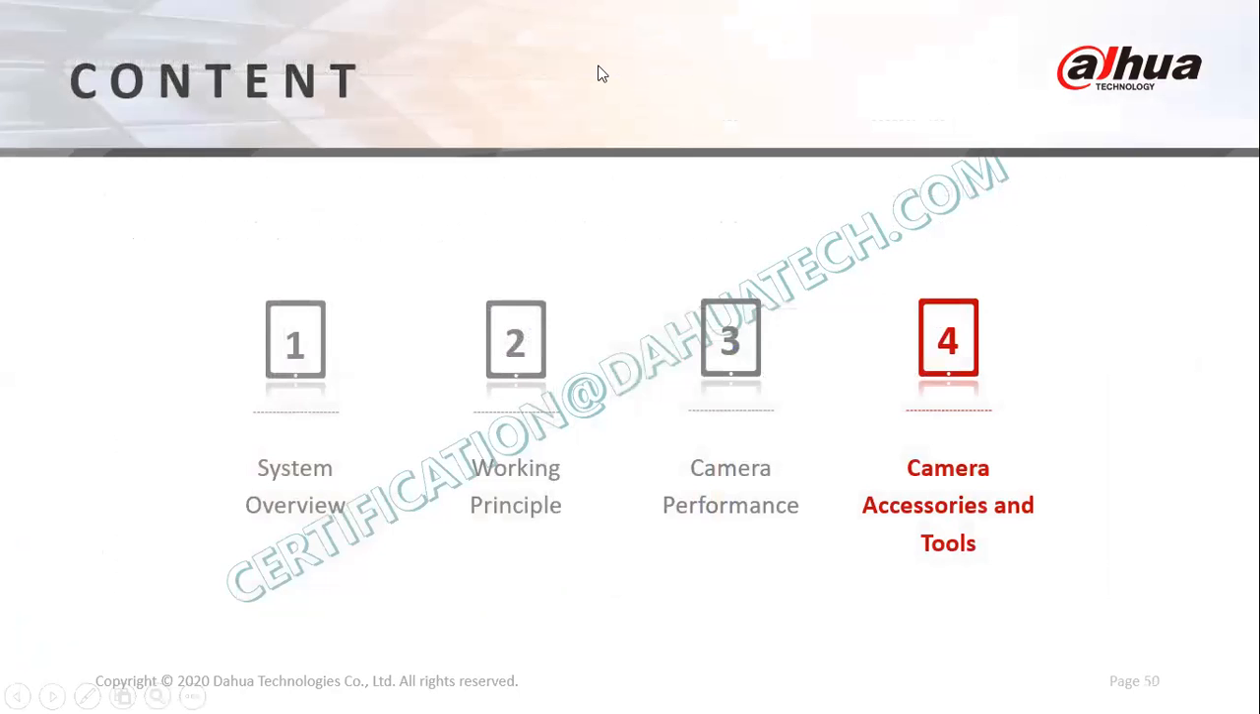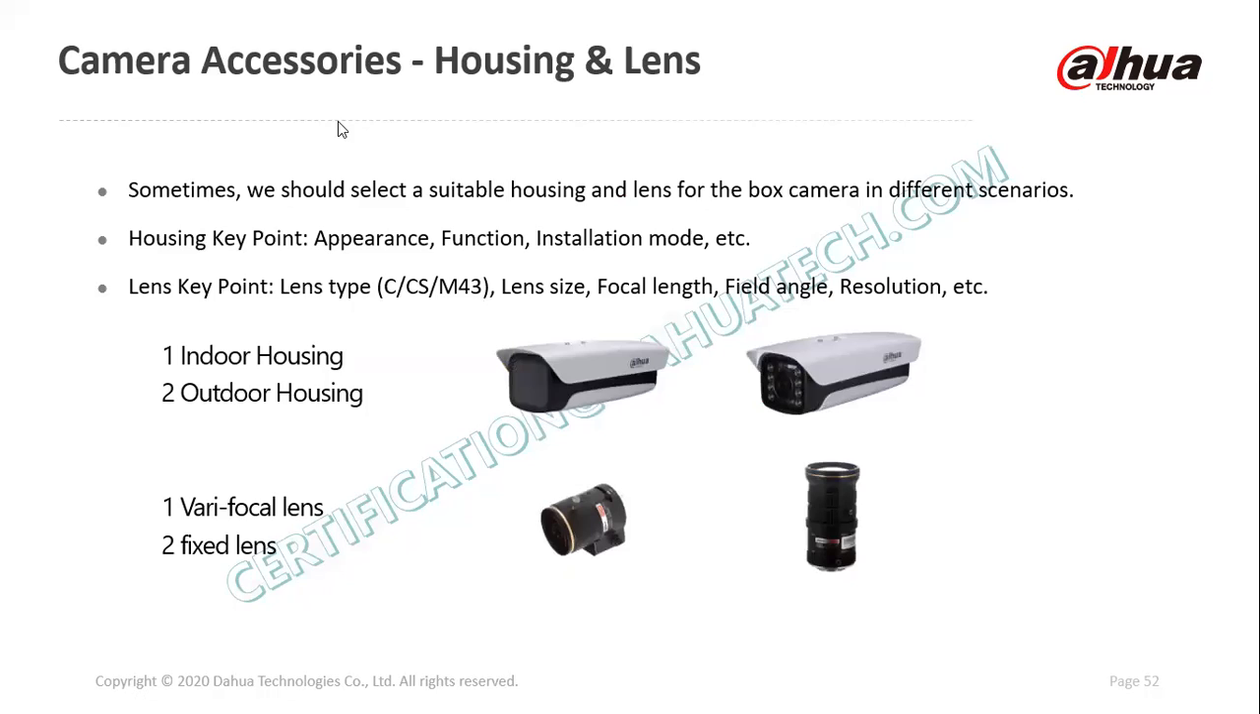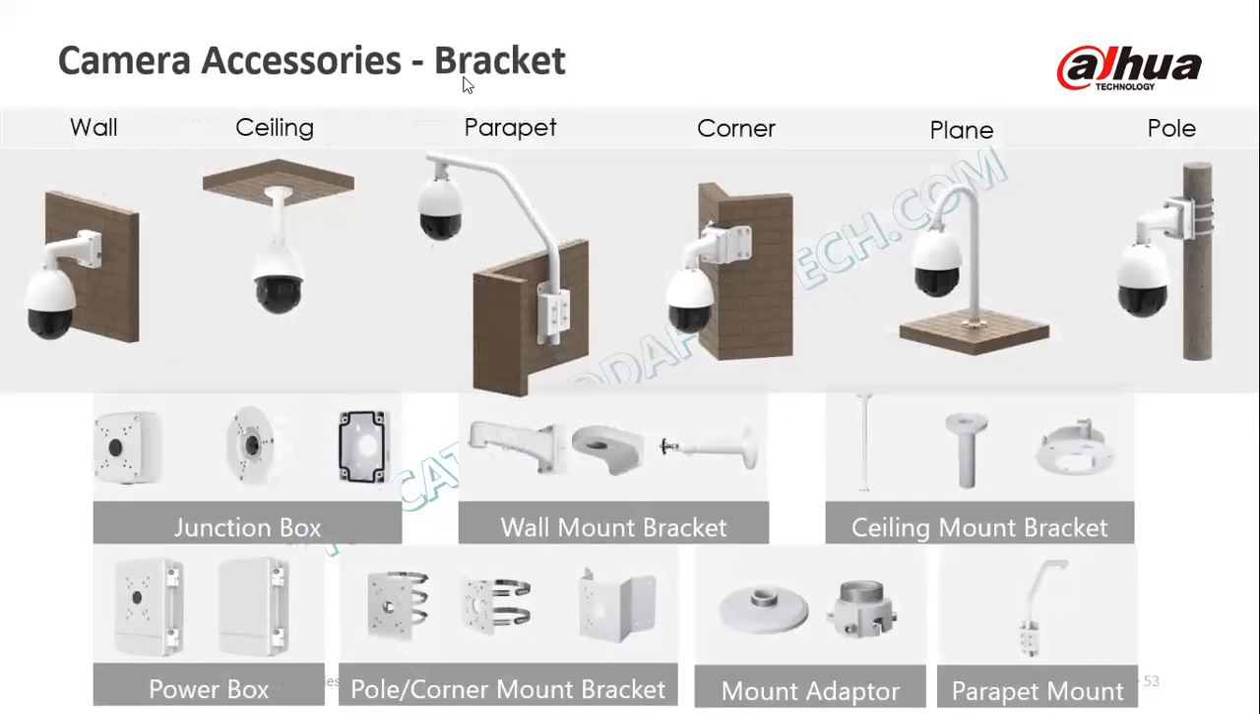So maybe talk about accessories. So we have different types of accessories that we can use while installing or configuring cameras. We have housings for camera bodies and lenses separately. We have different brackets that we provide. Depending on the installation scenario, we can provide different brackets, including wall, ceiling and parapet. So it's upon you to decide which bracket you need, and all this information can be found on our website.